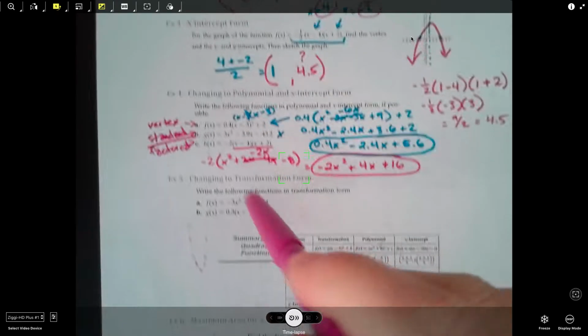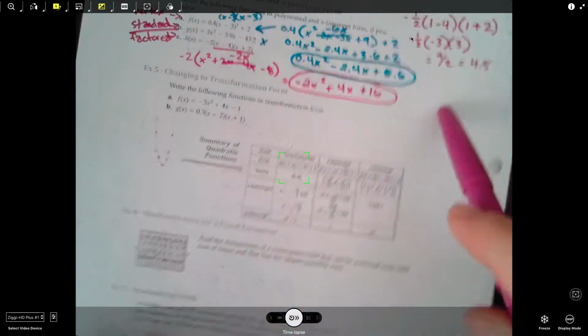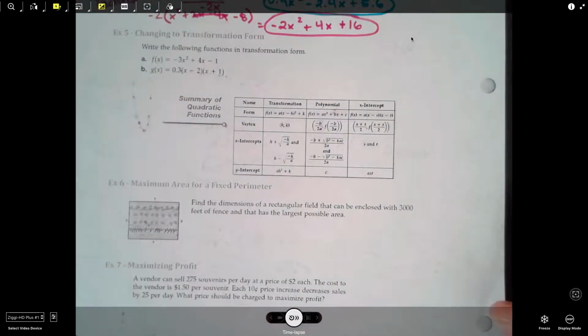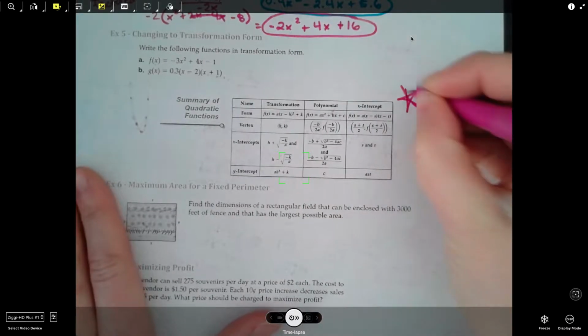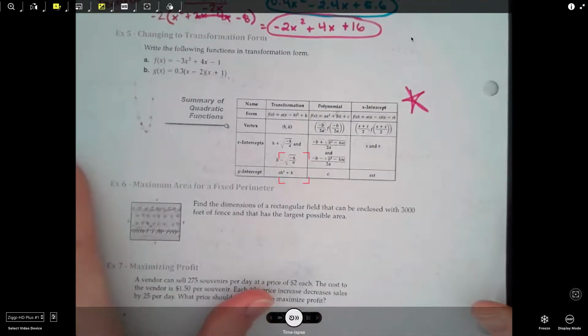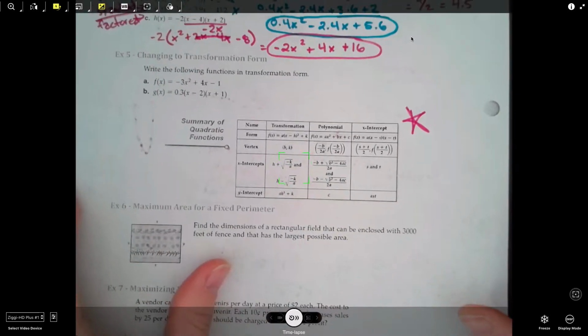Changing to transformation form, we're going to skip that part, but we're going to go down here to the summary because it is important. This basically tells you all of the information packed into one little place. So when you start to do your homework assignment, they ask you for different things. Refer to this box. Okay, refer to this box.